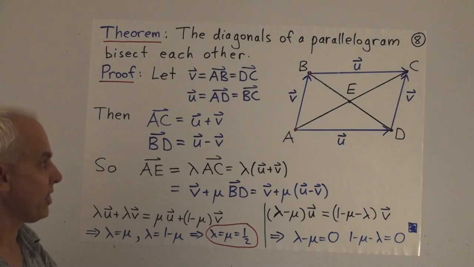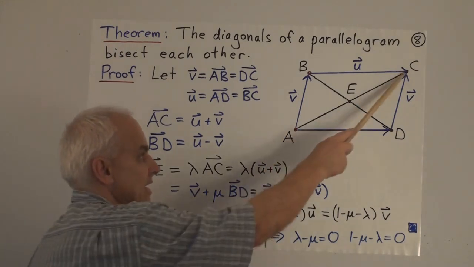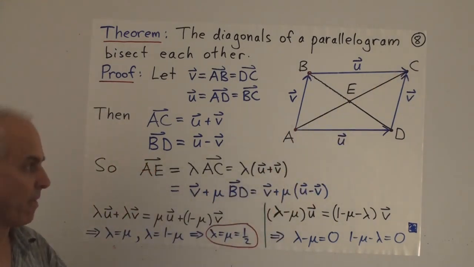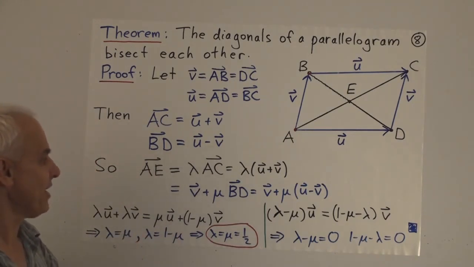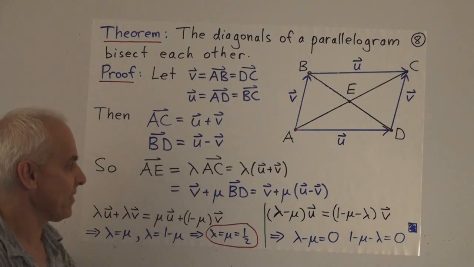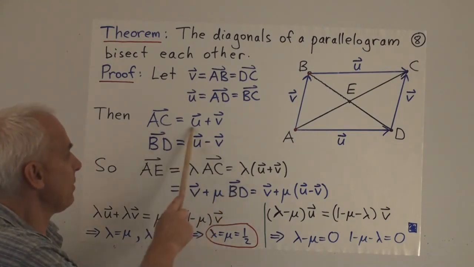That's a vector which is a multiple of AC. And right now we don't know what that multiple is. We think it's 1/2, but we don't know yet. So let's just write lambda of AC. So it's lambda times AC, which was u plus v.